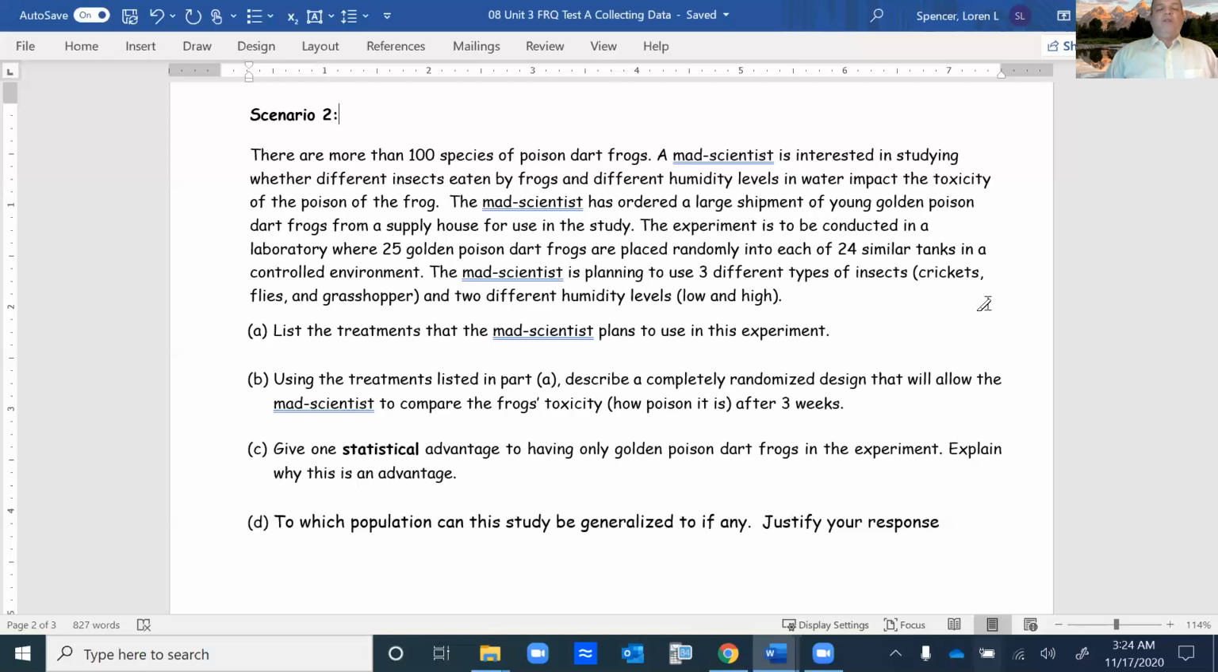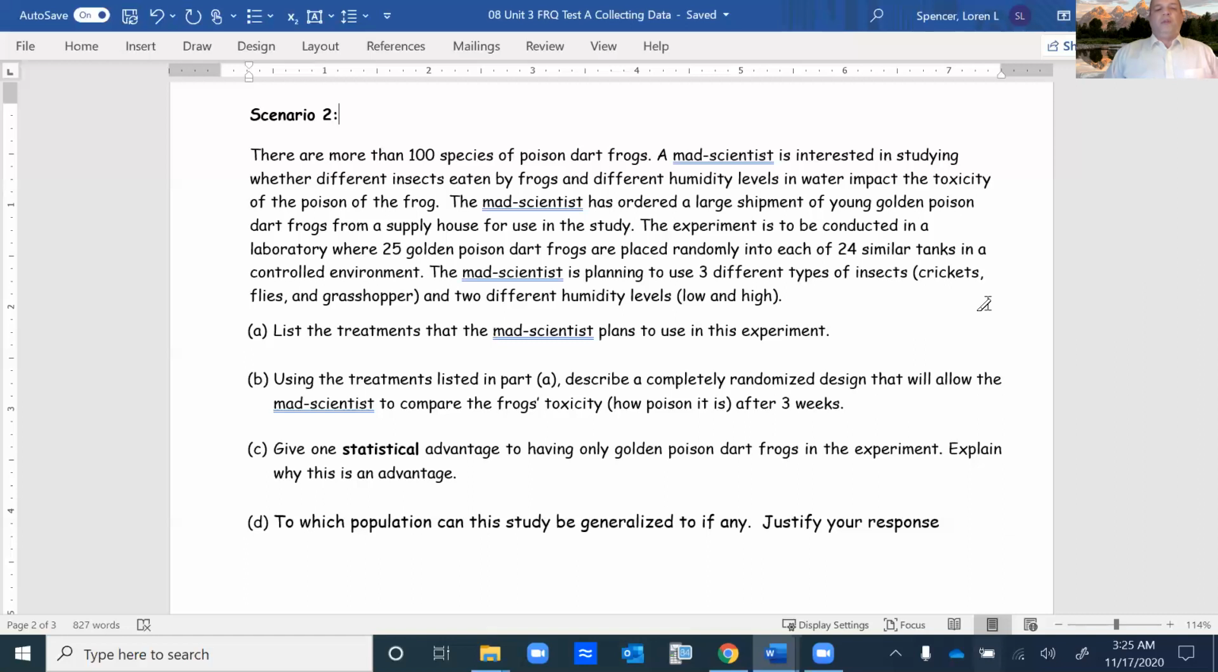After 3 weeks, I would take the frogs out and I would measure their toxicity to determine which treatment increased it the most. Give a statistical advantage to having only golden poison dart frogs in the experiment. Explain why this is an advantage. The advantage is I've controlled for differences between the frogs, different types of poison dart frogs. One poison dart frog might react differently to a diet or humidity than the other. So here I've actually narrowed it down and controlled for an outside variable by limiting it to the golden poison dart frogs. That's the advantage.